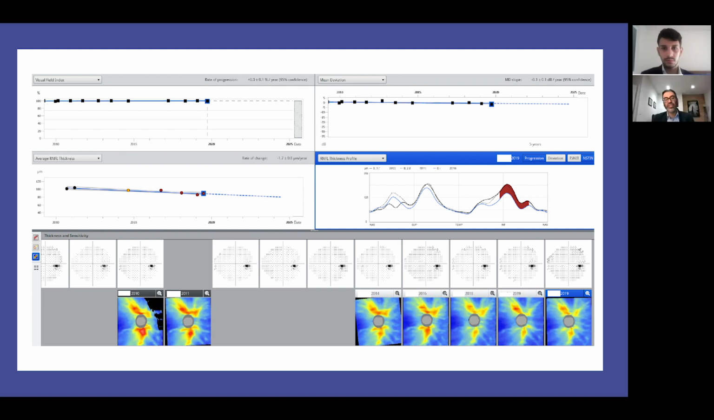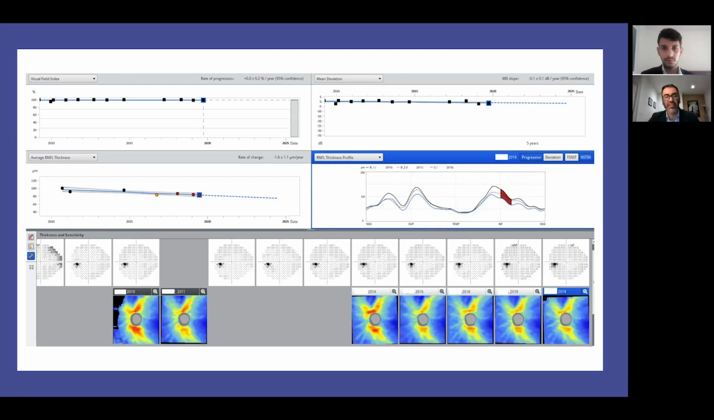As we move on over to the other eye, the left-hand side, our visual field is actually pretty stable. In terms of the analysis here, the progression rate is actually pretty close to 0. So the good news here is things haven't decreased significantly on that visual field. However, we are seeing an average thickness decrease of 1.6 microns per year, so there is a significant decrease since 2010. And again, you can consume that data how you like.